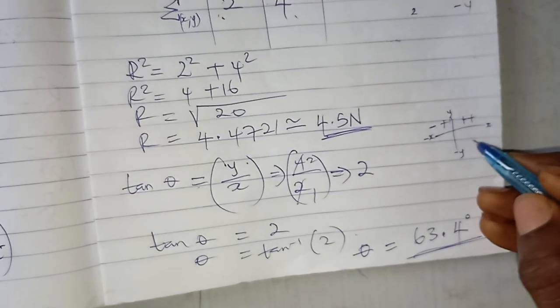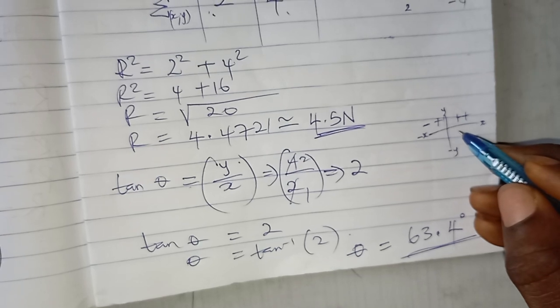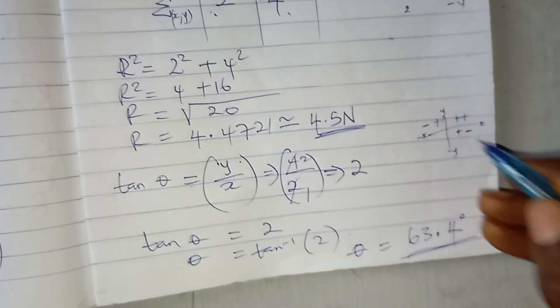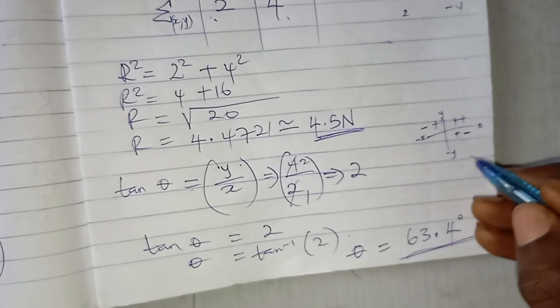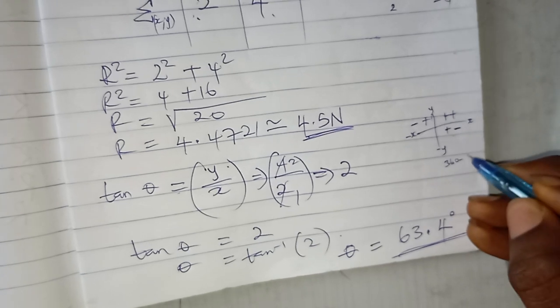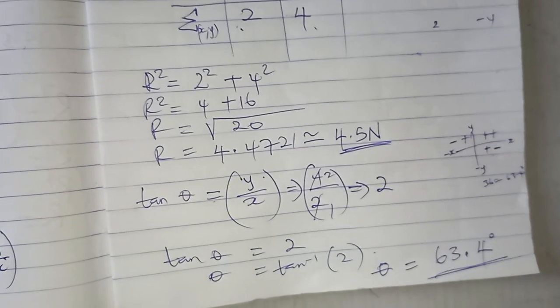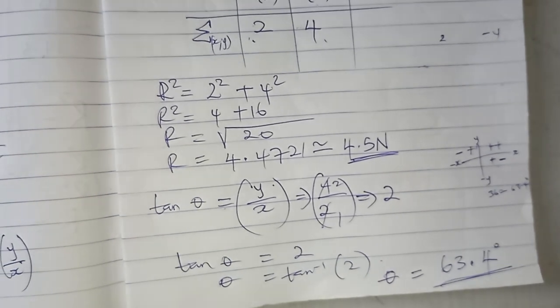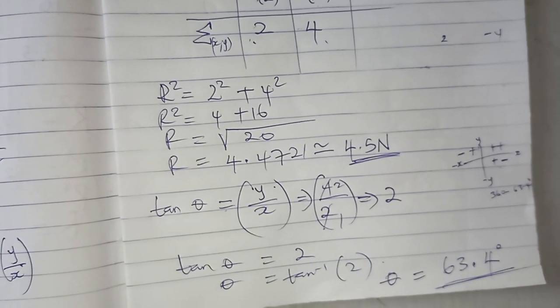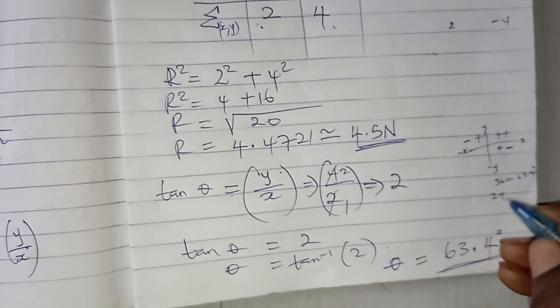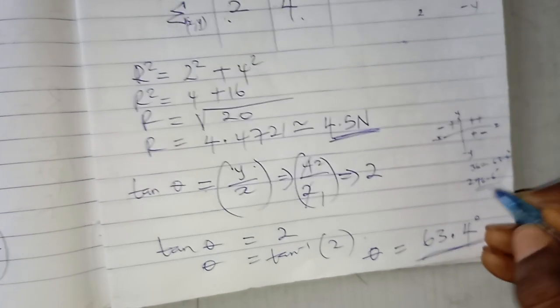Then it's in the fourth quadrant that I have x to be plus and y to be minus. And that quadrant is 360. I'll simply do 360 minus 63.4 degrees. Whatever it gives me, let's say 360 minus 63.4 gives me 296.6 degrees, that will be my direction.